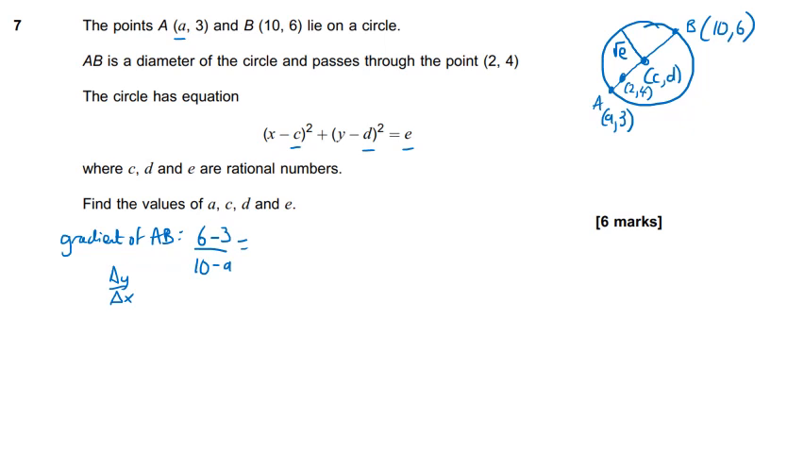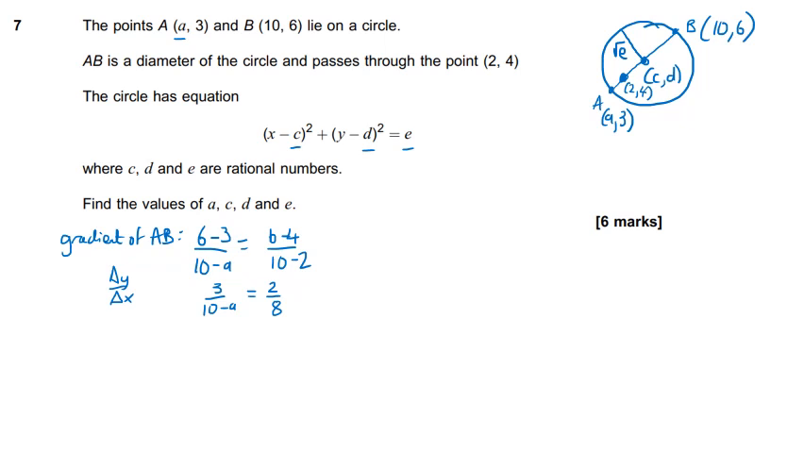But we could use 2 other points, so we could pick this point that's on the diameter, 2, 4. We could use that and point B. So that's going to be the same gradient as if we chose 6 minus 4 over 10 minus 2. Okay, and then we can use that to find a. So I've got 3 over 10 minus a is equal to 2 over 8.